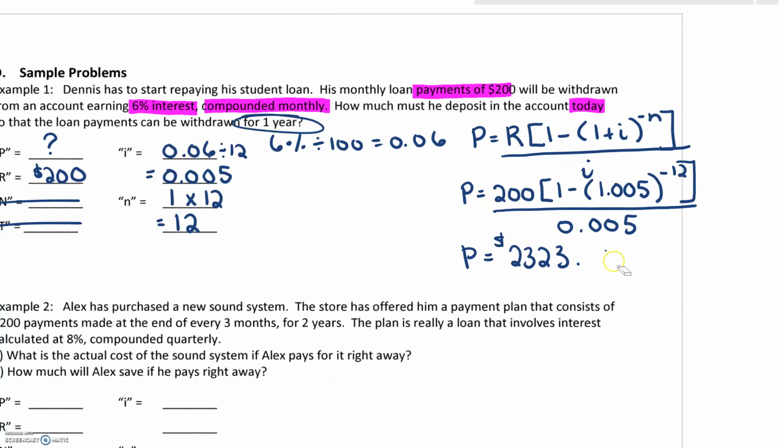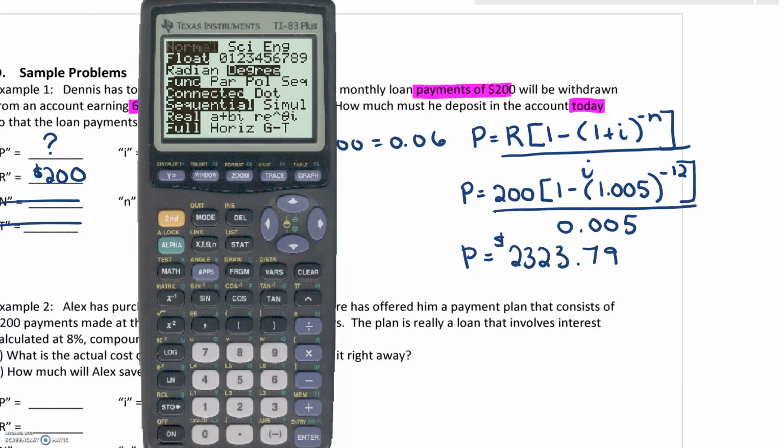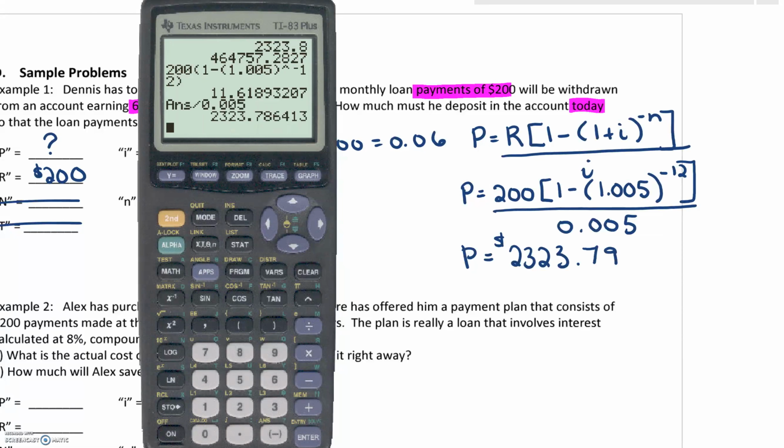It's not 80 cents. And I know that it doesn't seem to make much of a difference, but you should be used to putting your calculator in float mode anyways. So float, you go to mode, and as you can see, float is highlighted. So just make sure that that's happening when you're doing this work.